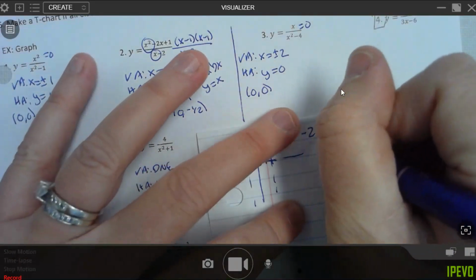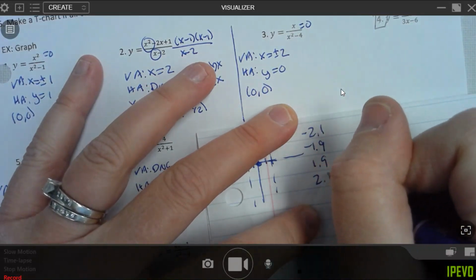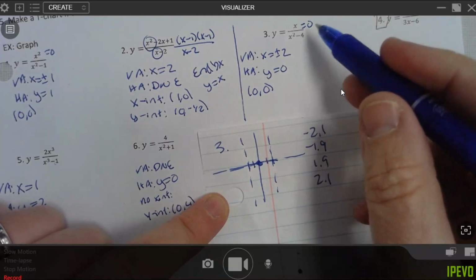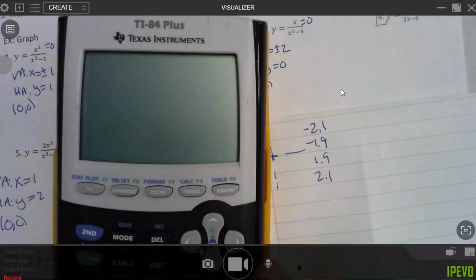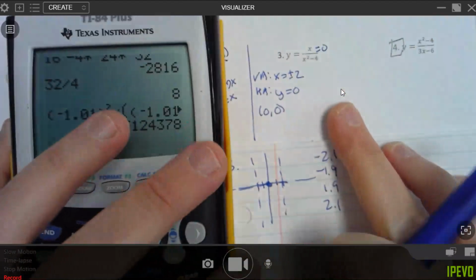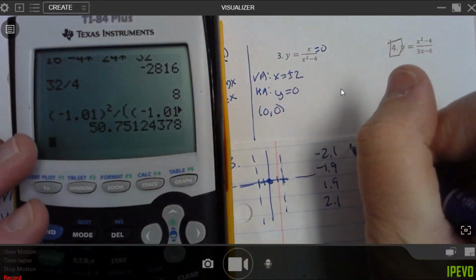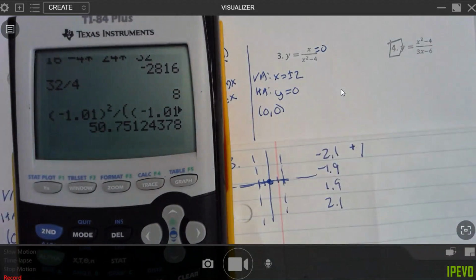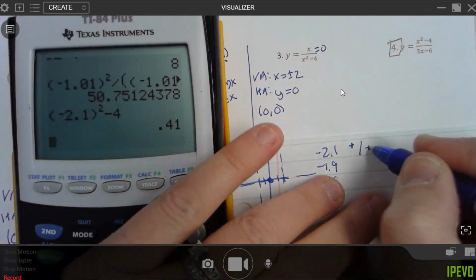So negative 2.1, negative 1.9, 1.9, and 2.1. Smallest to largest, you're plugging it into the function here. So again, remember, if you want to, use your graphing calculator. I'm just plugging in negative 2.1 into here. You could do it on the top if you want, that's positive, and you could just do it on the bottom by itself if you wanted to get the answer. A number bigger than 2 squared should stay bigger than 4. See, so it's a positive.